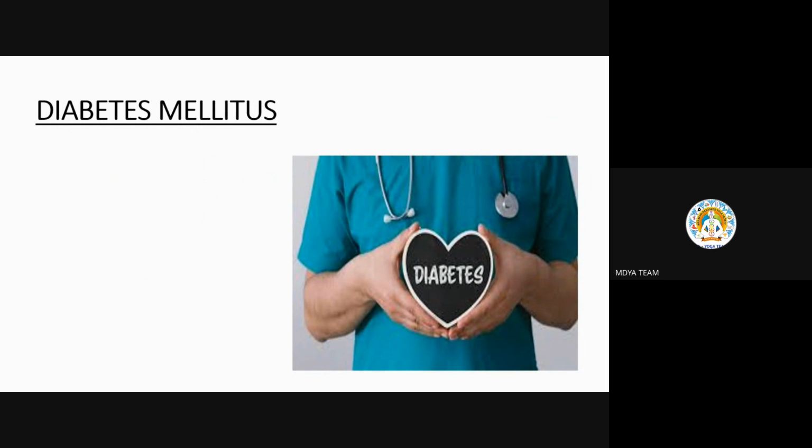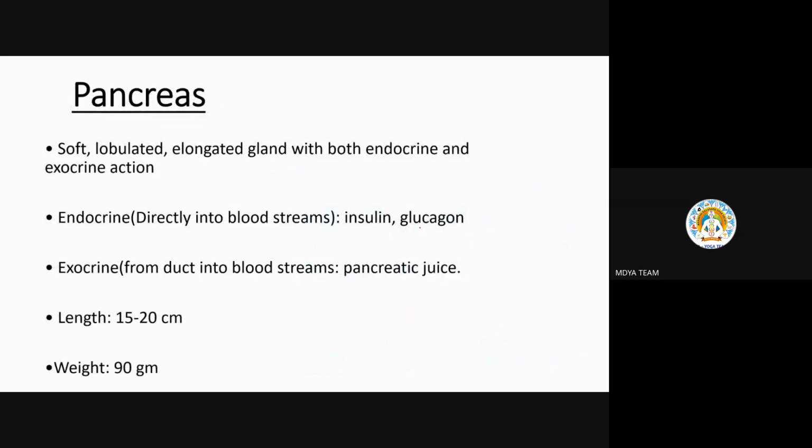So we'll go for diabetes mellitus, commonly known as diabetes. First of all, the main organ related to diabetes is the pancreas. All of you know it is a very common disease nowadays and also very harmful. So the pancreas is the organ most related to diabetes. What is the pancreas? Not required, but for a little knowledge: it is a soft, lobulated, elongated organ, similar to the shape in the diagram.